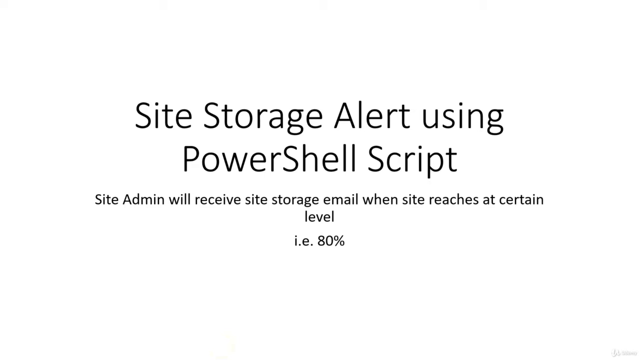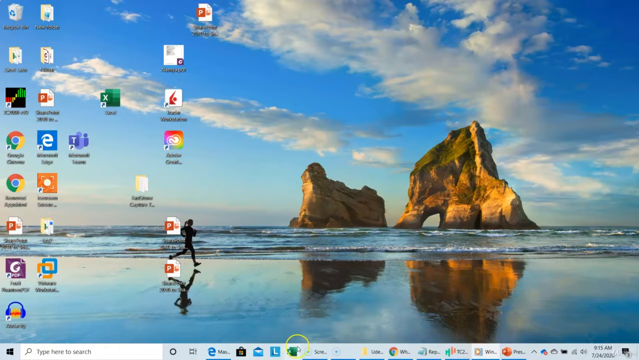So in this video, we'll be looking at site storage alert using PowerShell script. Site admin will receive a site storage email when the site reaches a certain level, that is 80%. In this lab, the first part, we will create the report, and in lab number 2, we will create the email alert.